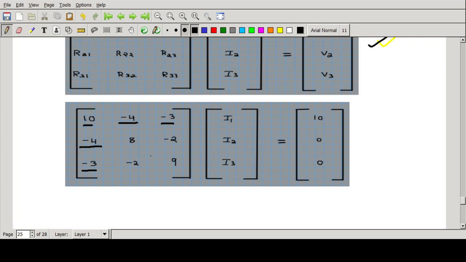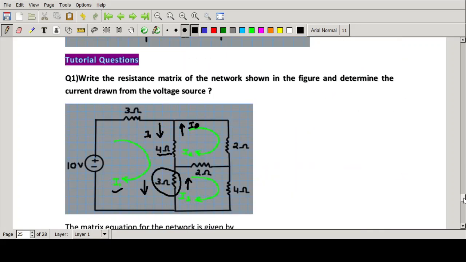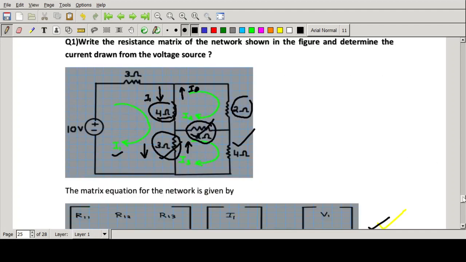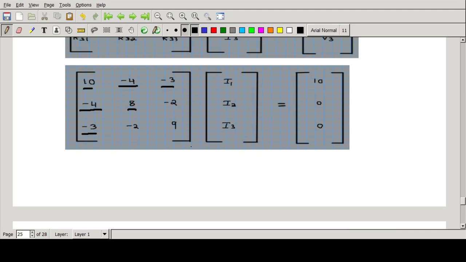Now, what is this? 8. 8 is R22. R22 is what? The sum of the resistance through which the current I2 is flowing. Let's see that. So, you can see the current I2 is flowing through 2 ohms, 2 ohms. 2 plus 2, 4. 4 plus 4, 8. So that is how you got it as 8. What about R33? 4 plus 4 plus 2 plus 3. Okay. So that is what? 9. So like that you will get it as 8, 9.